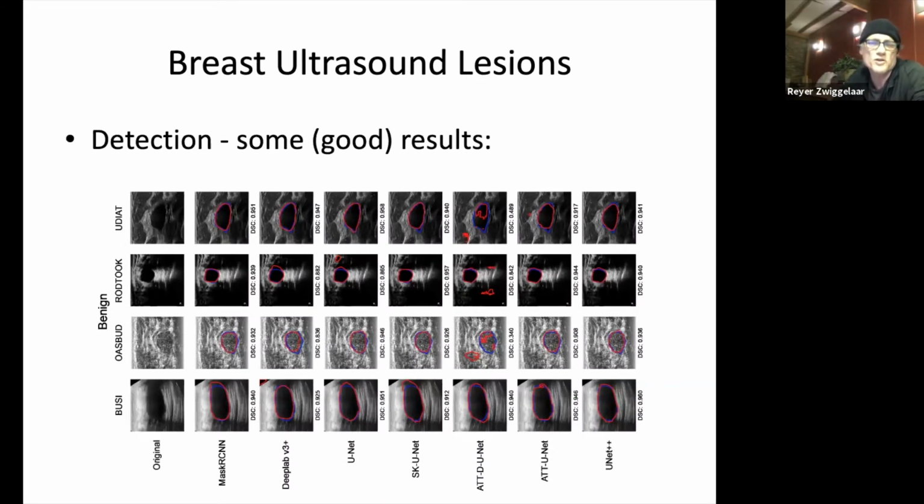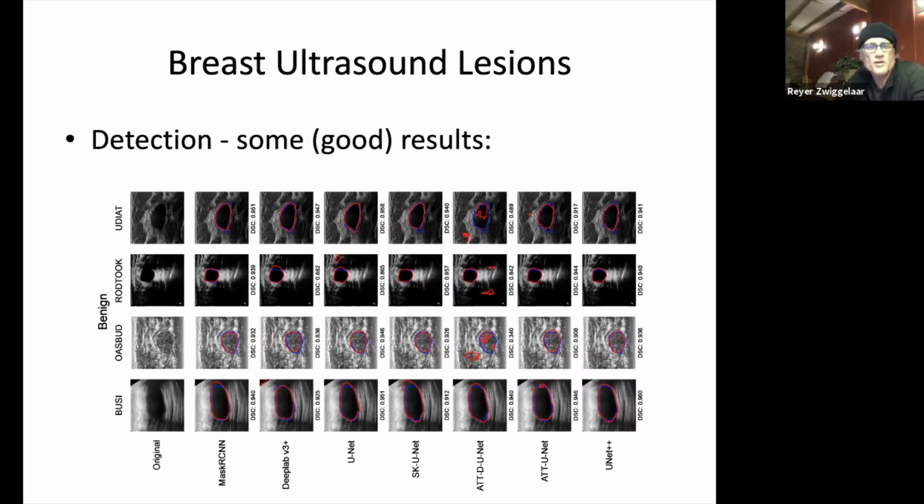What you see here, and I tilted the image by 90 degrees because it fitted better on the slide, is from 4 different data sets in 4 different rows, with different deep learning approaches in the columns. On the left-hand side, I've got 4 original images from different data sets. All these examples are benign, and the other thing you need to note is that the annotations, the truth done by a radiologist, are in blue, and what has been detected is in red.